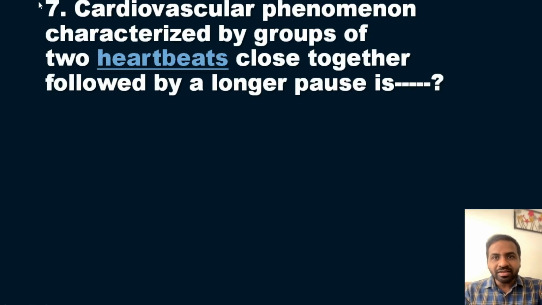So we will move on to the next question, from the cardiovascular system. It is a confusing question, a very important question, and it was asked several times in several competitive exams. The question is: the cardiovascular phenomenon characterized by groups of two heartbeats close together followed by a longer pause is dash. It is a direct question, but a little confusing. There will be two heartbeats close together followed by a longer pause.